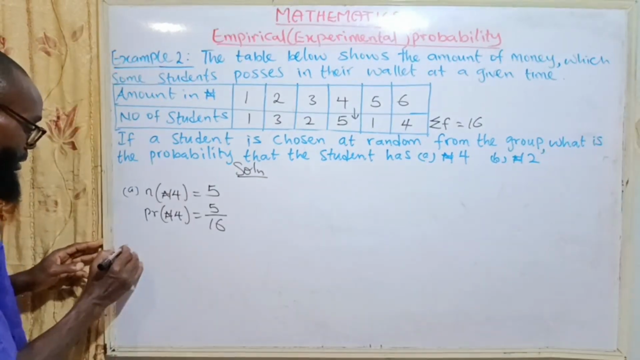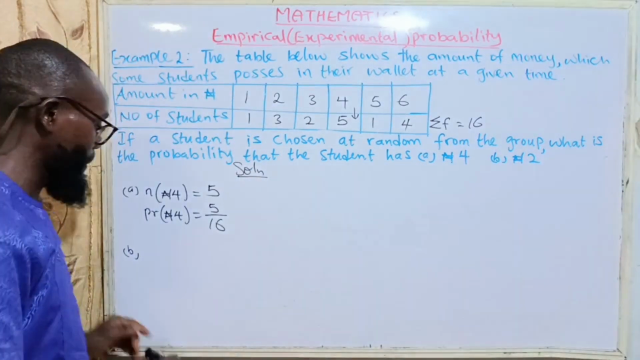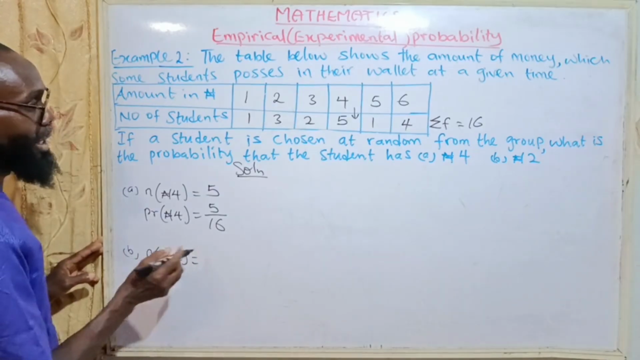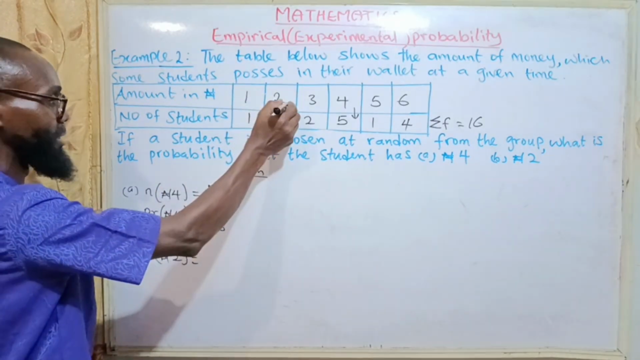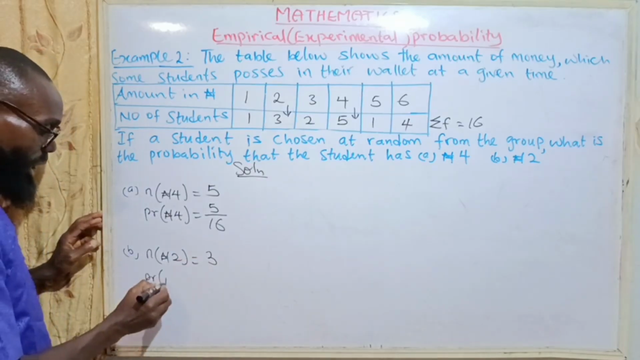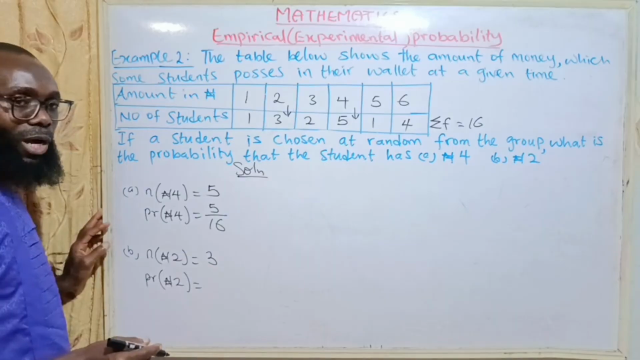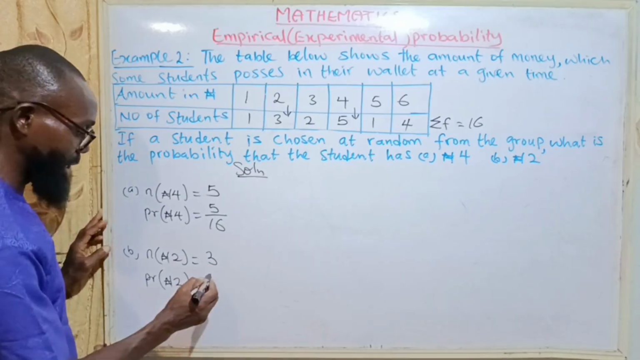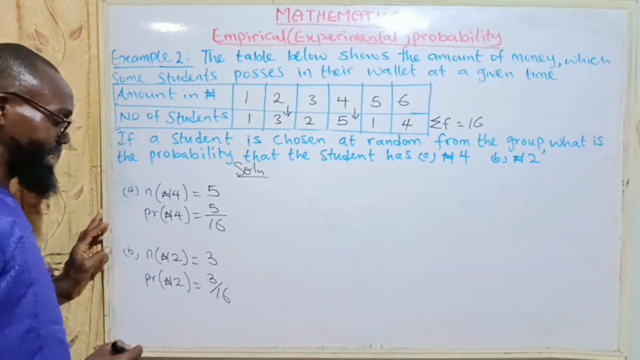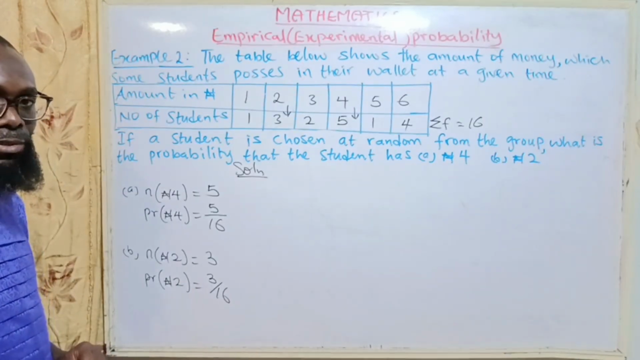So the second one is to find the probability of 2 naira. Number of 2 naira. Let's go to 2 naira. This is 2 naira, and the number is 3. So the probability of 2 naira will now equal the number of 2 naira over the total number, which is 3 over the total number, there is 16. So the probability of 2 naira is 3 over 16.